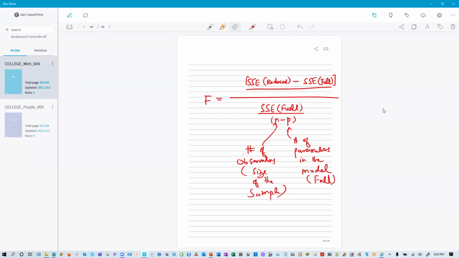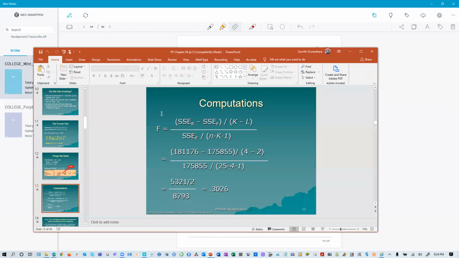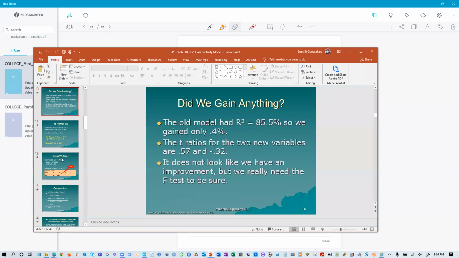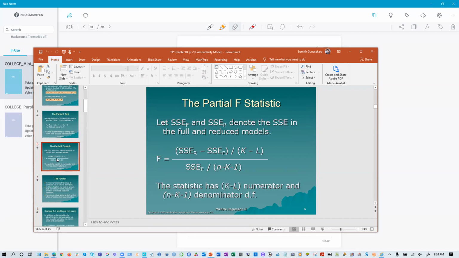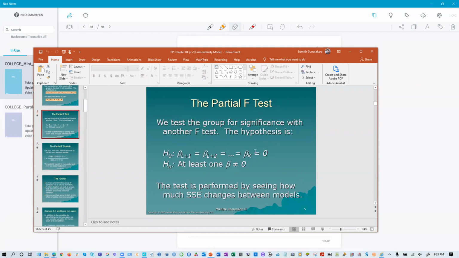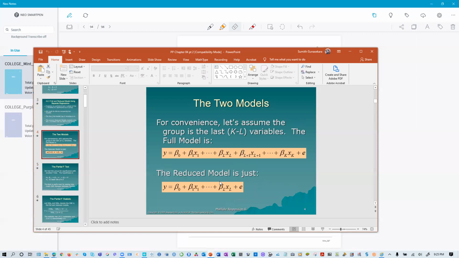On the top, what do you have? They have K minus L. What does K mean? What does L mean? Let's look at how they set this up. Up to K, K many variables are 0. That means the number of variables being taken out. Go up to here. L means the number of variables, x1 through xl, in the reduced model. K means the number of variables in the full model.